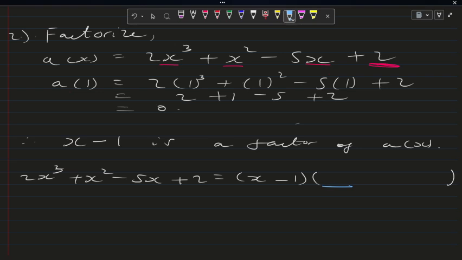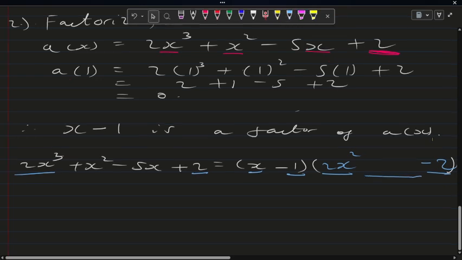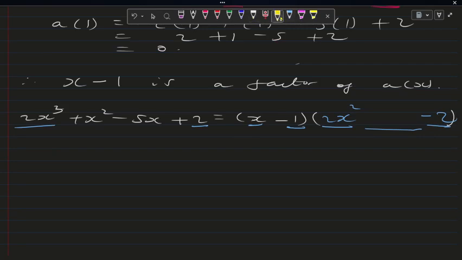To get to this term, we ask ourselves, what do we need to multiply x by in order to obtain 2x cubed? The answer is very simple: we need 2x squared. Then we look for this last term, and we ask ourselves, what do I need to multiply -1 by in order to obtain +2? The answer is very simple: we need -2. Now it is time for us to find the middle term.